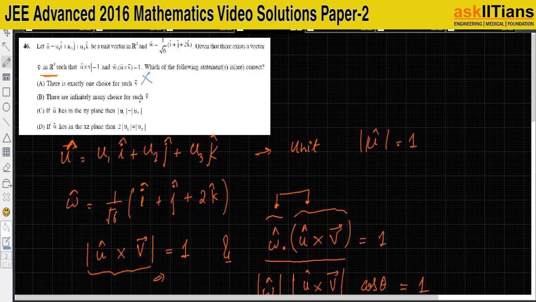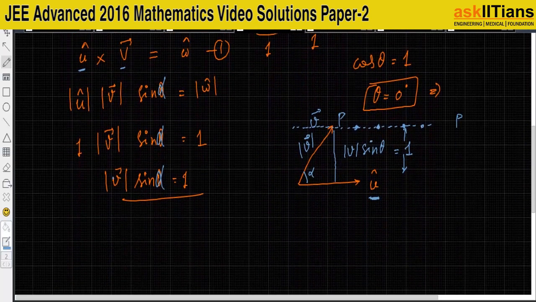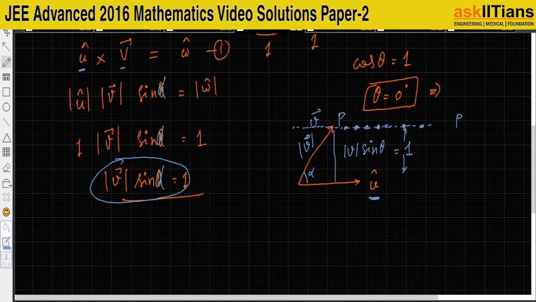There are infinitely many choices for such V. Yes, that is correct, right? Infinitely many vectors are possible. Why are infinitely many vectors possible which satisfy this condition? Because if I take any point P which is at a distance of 1 unit from this unit vector u, then this length, mod of V sin theta, will always be 1. So this condition is getting satisfied. So there can be infinitely many vectors.